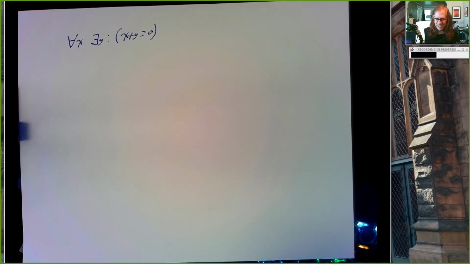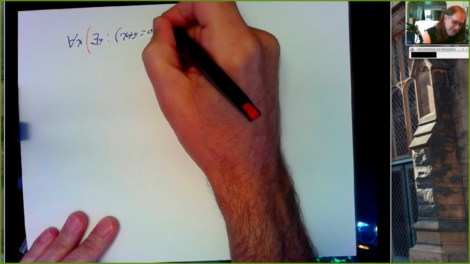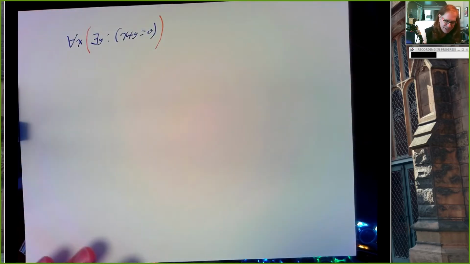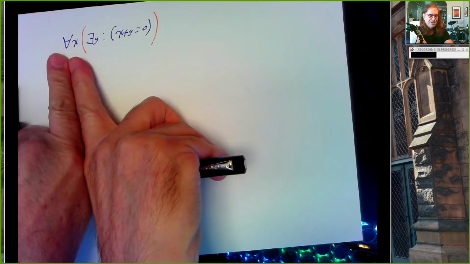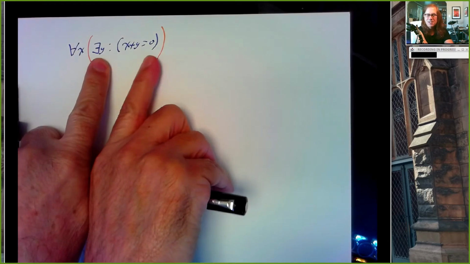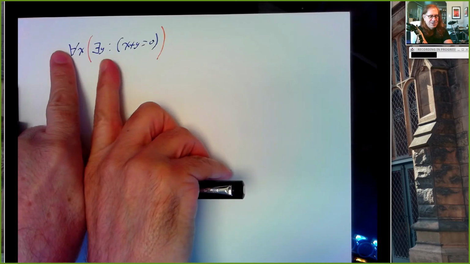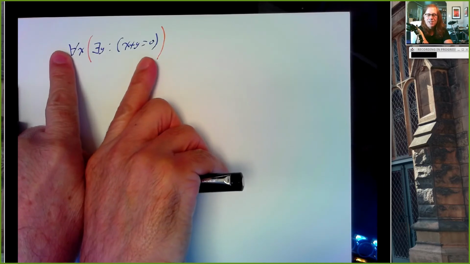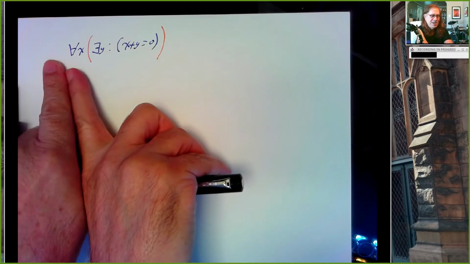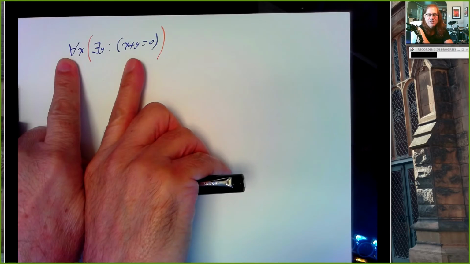So I always put in parentheses, right? We can break it up like this. So this is saying, whatever x somebody hands me, can I find a y such that x plus y equals 0? So you hand me x equals 5. Is there a y such that 5 plus y equals 0? Yes. Okay, if you hand me an x of 3, is there a y such that 3 plus y equals 0?